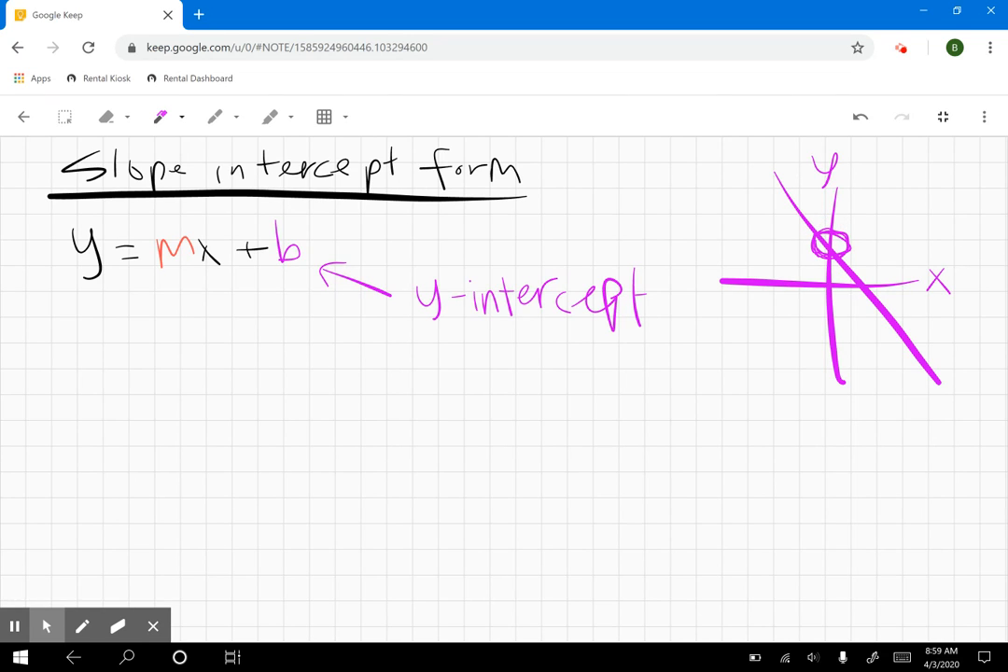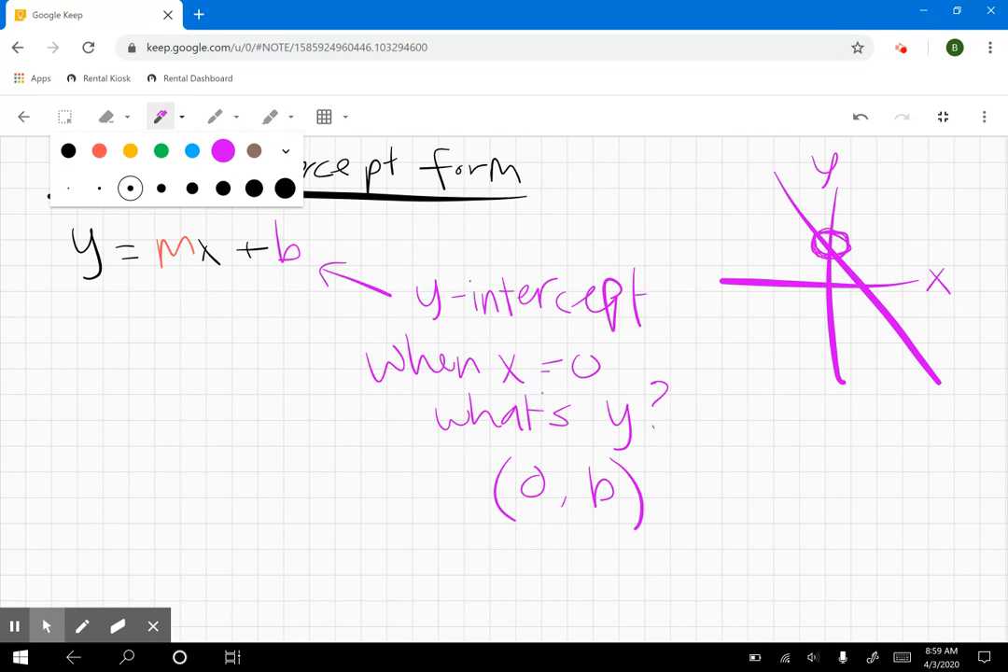So you could also just think of it as, when x is 0, what's y? Or you could look at it as the point 0, b, or whatever b is when x is 0. Whatever y is when x is 0.